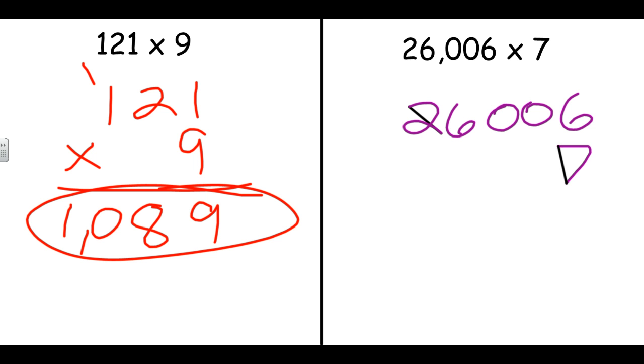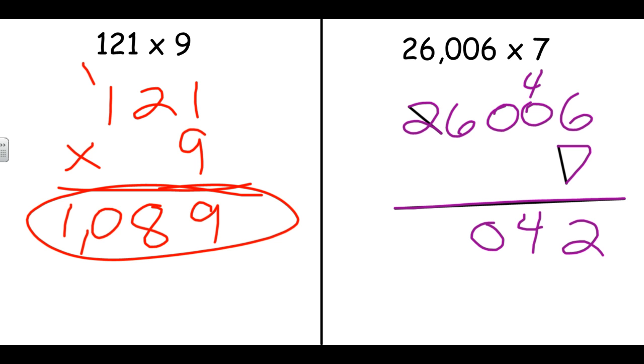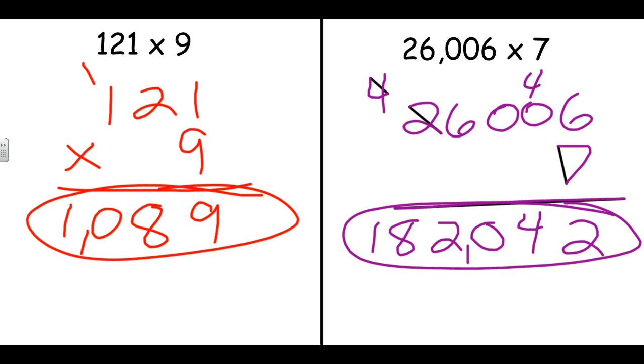And finally, 26,006 times 7. 6 times 7 is 42, with an extra 4 there. 7 times 0 is 0, plus 4 is just 4. 7 times 0 is 0. 7 times 6 is 42 again. And 7 times 2 is 14, plus 4 is 18. 182,042.